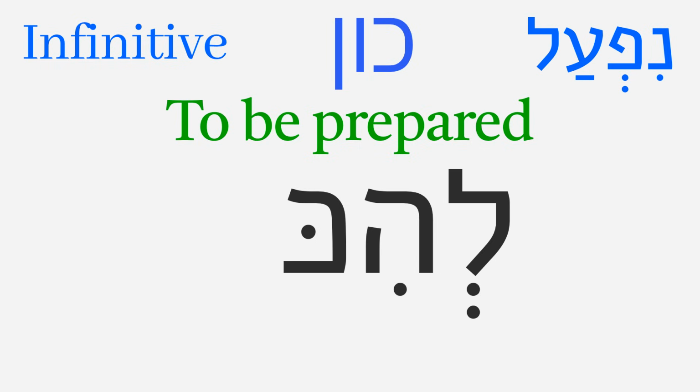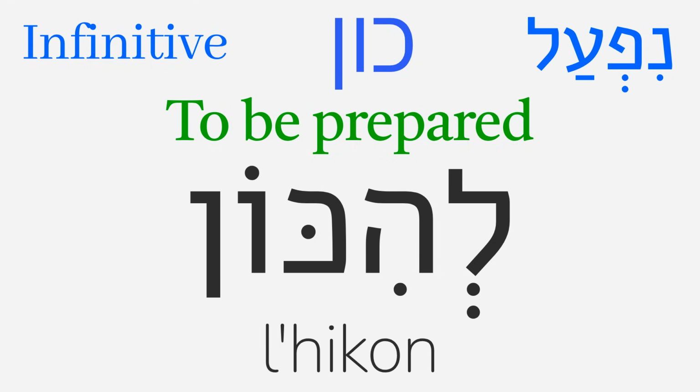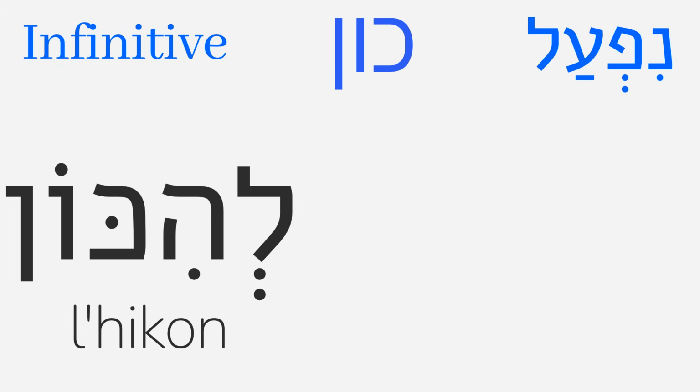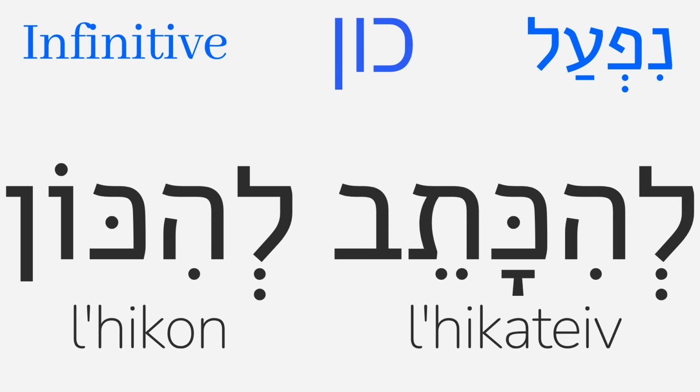With hollow roots, the second root letter Vav will act as an O vowel after this first root letter, and will end with the third root letter Nun. Lahikon, to be prepared. Compare this to a regular Niphal infinitive like lahikatev, to be written. Hollow roots don't use the A vowels on the root letters, only using an O vowel with the Vav. The same happens with the future tense and the imperative.